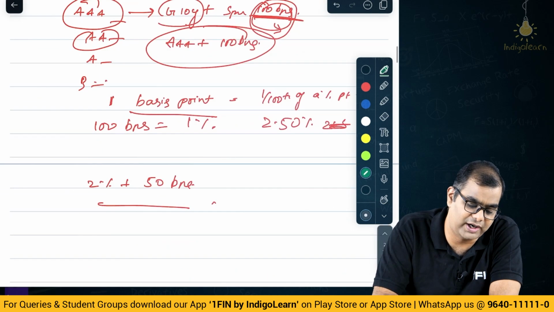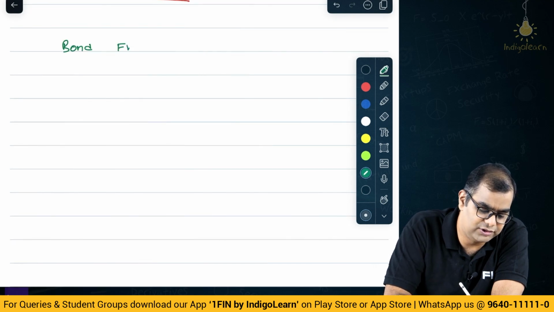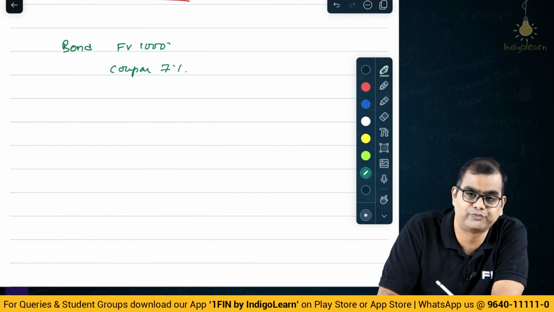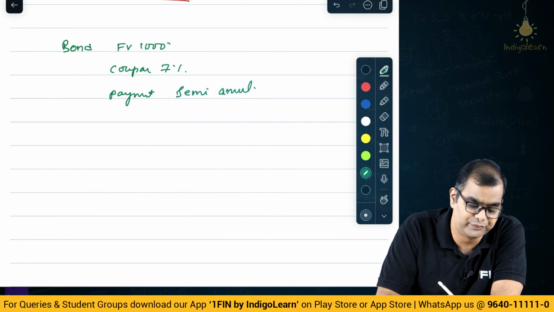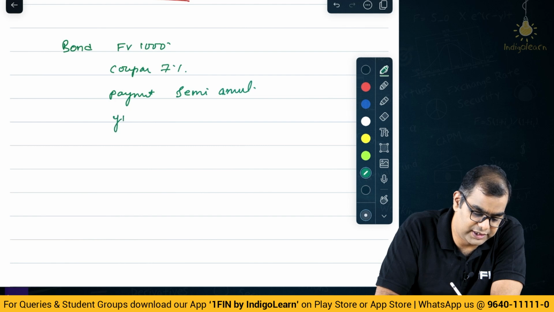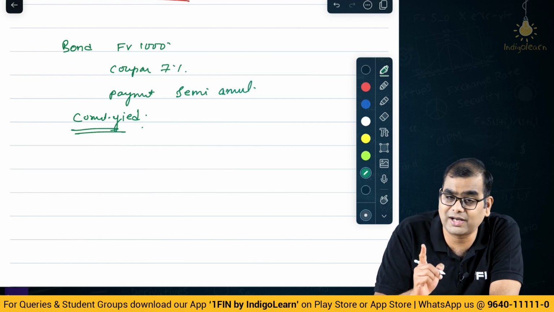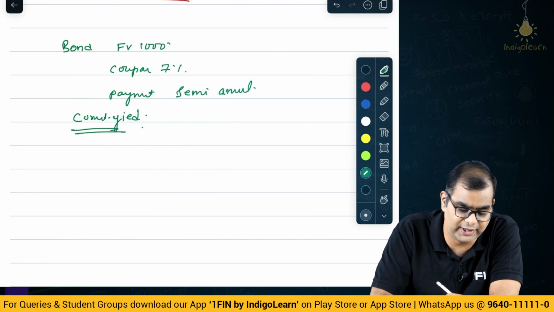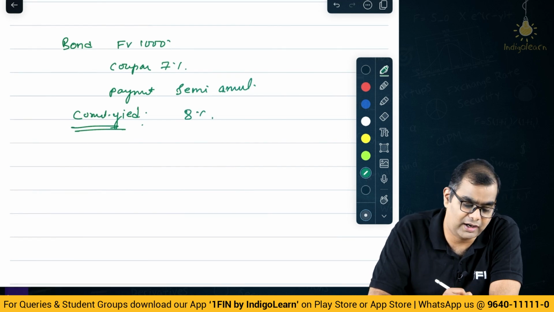However, if the coupon payments are not annual, let us say there is a bond, face value 1000, coupon 7%, payment semi-annual. Then the current yield, based on the current market prices, based on the current interest rates of government securities, as I told you, let us say the yield is now 8%. Then, how do you value this bond?